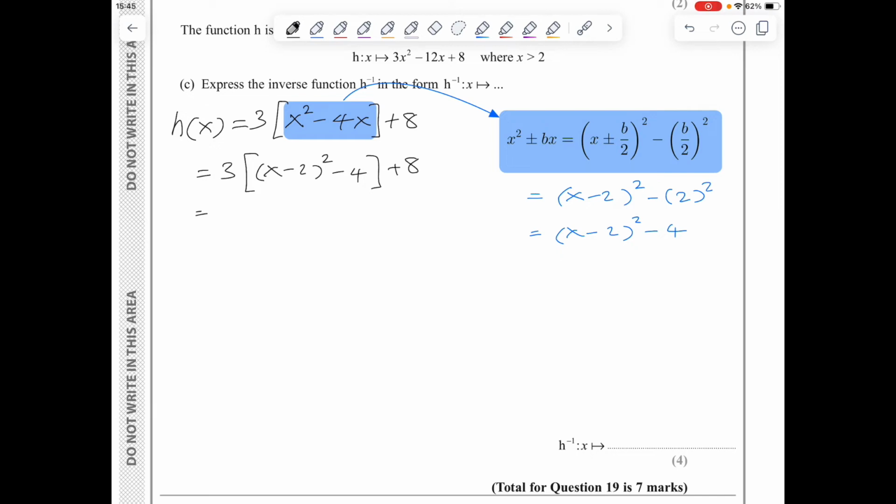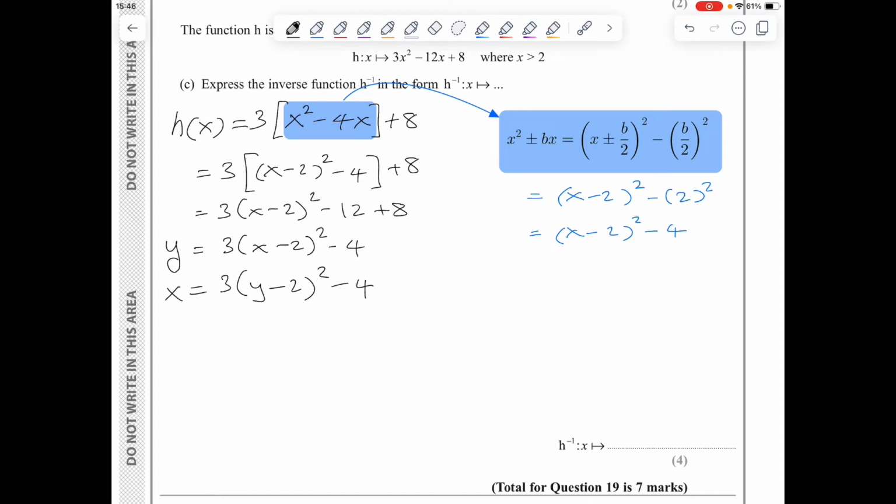Let's expand the square brackets only. 3 times (x minus 2) squared minus 12 plus 8. If I simplify, I get 3(x minus 2) squared minus 4. So consider this to be y equals that expression. And in order to find the inverse function, I need to swap the x's and the y's. So I will get x equals 3(y minus 2) squared minus 4. And I need to rearrange to get y on its own.